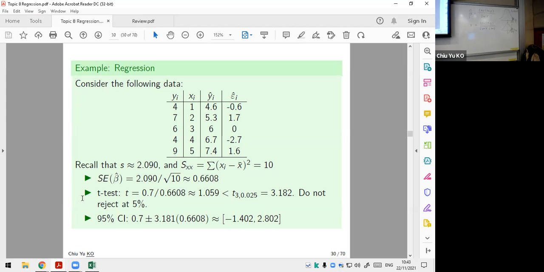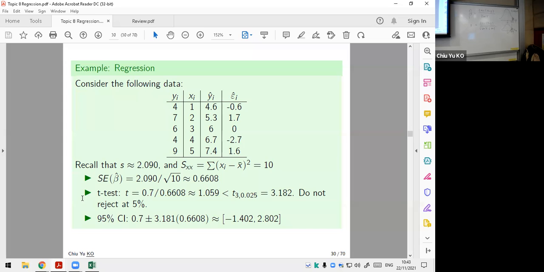So it's not more than that. Okay. So we can't reject. Even though beta hat is 0.7, we can't really say that beta is not 0. That means that even though we do all the work to calculate beta, this beta doesn't tell us anything meaningful.